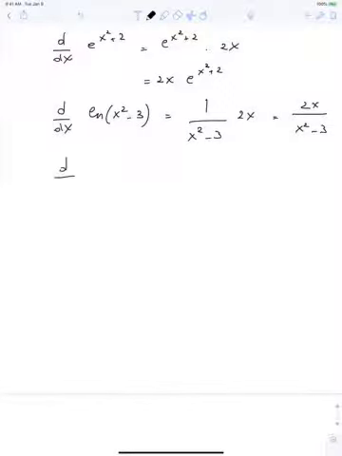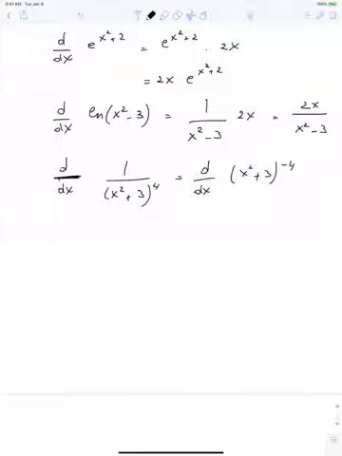The derivative of 1 divided by x squared plus 3 power 4. Okay, now here what I would do is rewrite the function first. So I would write it as x squared plus 3 power minus 4. Then we do the derivative of this power here. So this is going to be minus 4 times x squared plus 3, and minus 4 minus 1, so I'm simply going to write minus 5.